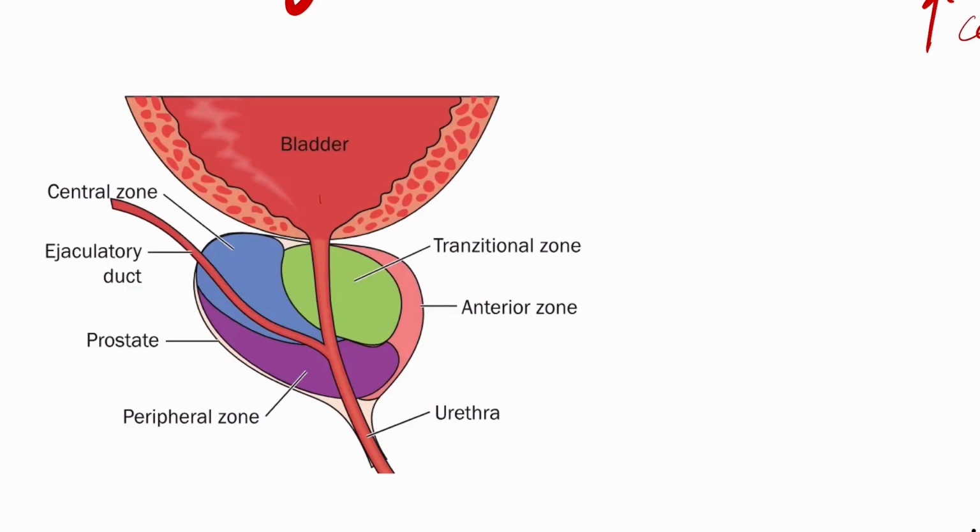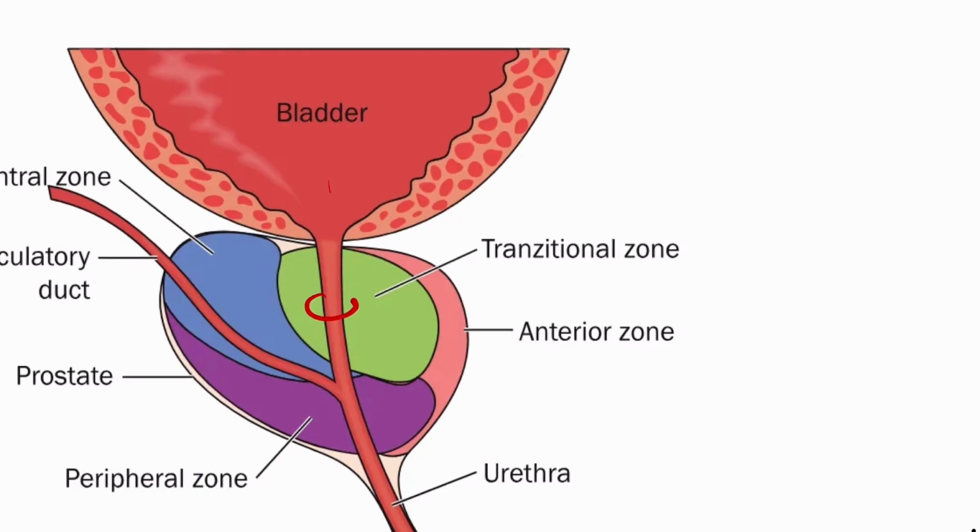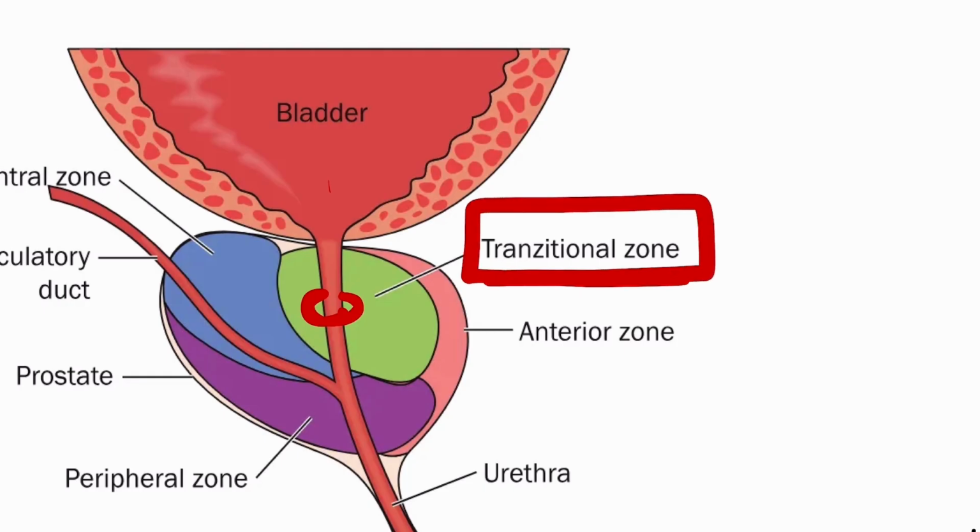This is the urinary bladder coming down as the urethra. Around the urethra is this globular structure called the prostate. So the prostate is present around the urethra, and it has certain zones. Immediately around the urethra is the periurethral zone, which is the transition zone. The transition zone is important in BPH. BPH begins in this transition zone, which is immediately around the urethra.